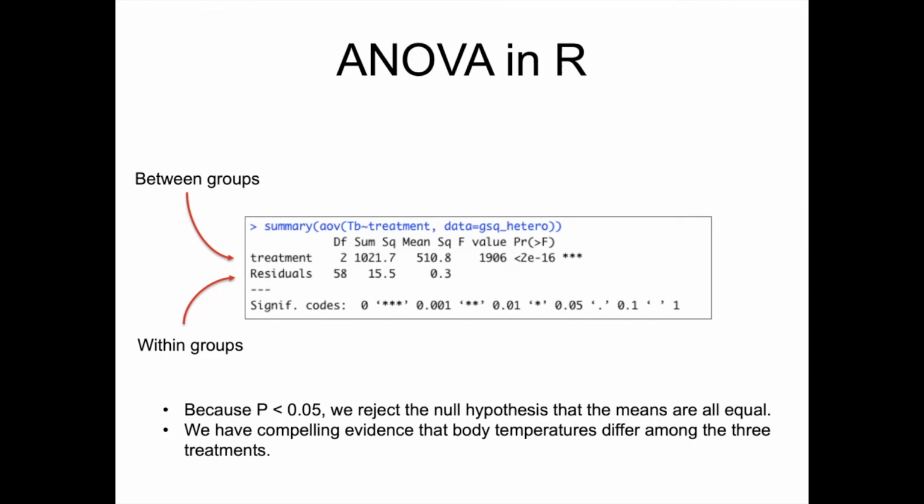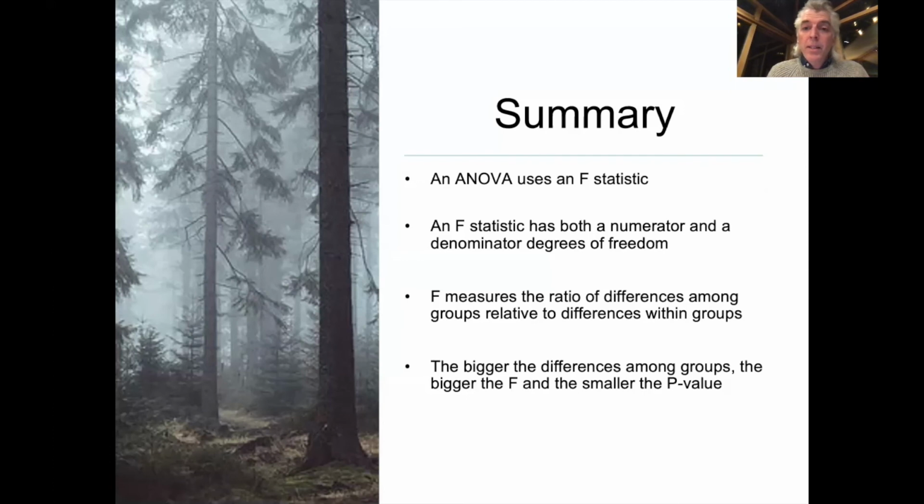So in summary then, an ANOVA uses an F statistic to calculate a p-value. An F statistic has both a numerator and a denominator degrees of freedom. F measures the ratio of differences among groups relative to differences within groups. The bigger the differences among groups, the bigger the F and the smaller the P.